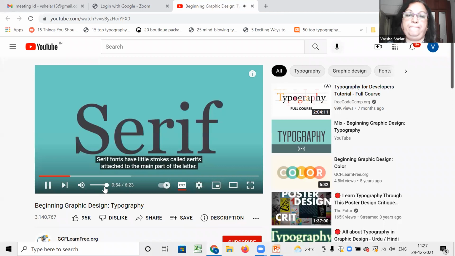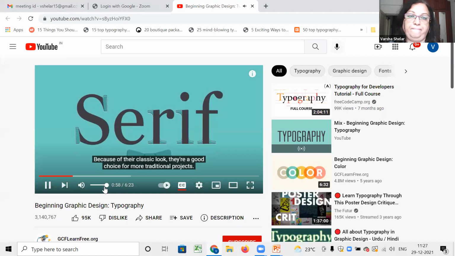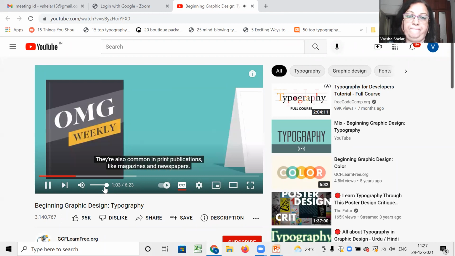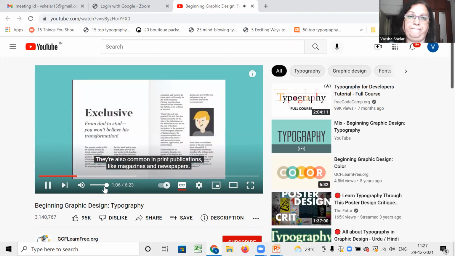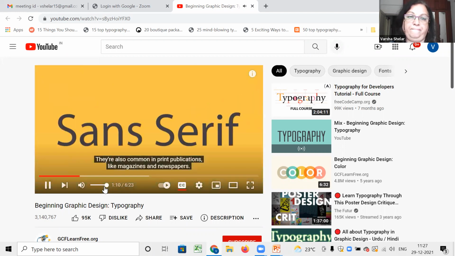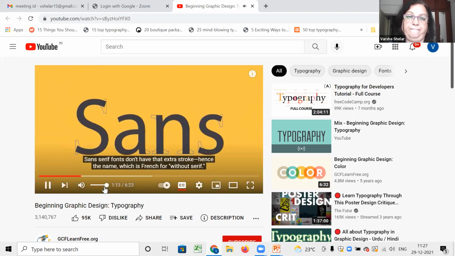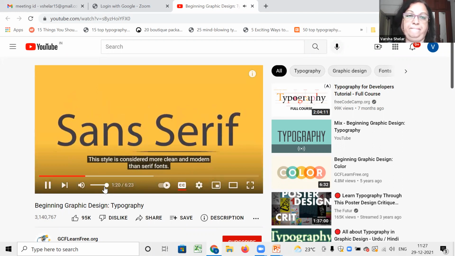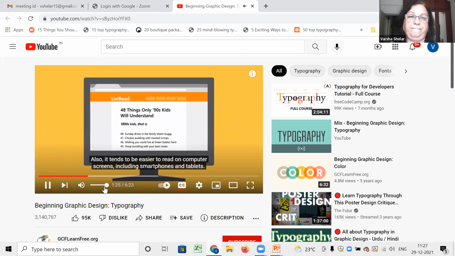Serif fonts have little strokes called serifs attached to the main part of the letter. Because of their classic look, they're a good choice for more traditional projects. They're also common in print publications, like magazines and newspapers. Sans-serif fonts don't have that extra stroke, hence the name, which is French for without serif. This style is considered more clean and modern than serif fonts. Also, it tends to be easier to read on computer screens, including smartphones and tablets.